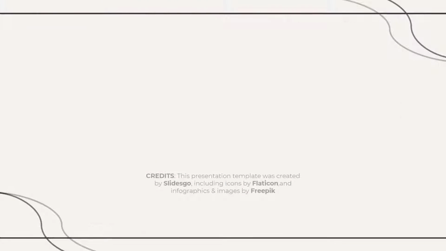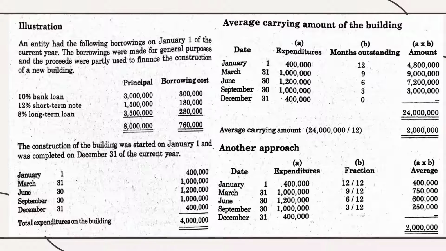The capitalizable borrowing cost shall not exceed the actual borrowing cost. The amount of 190,000 is the proper capitalizable borrowing cost because it is less than the actual borrowing cost of 760,000. The excess of 760,000 over 190,000 or 570,000 is charged to interest expense.